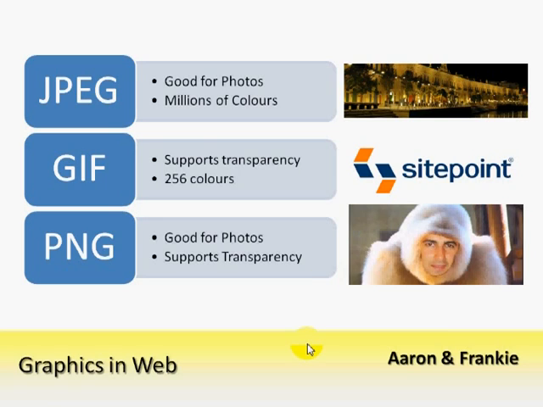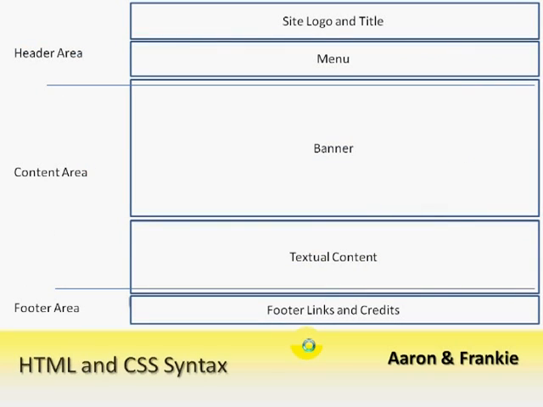Okay, that's all about graphics in web. Now let's examine what technologies we're going to use. HTML and CSS, both are presentation languages. These languages help you organize content over a screen, over a web browser. This is what we call a wireframe, these boxes. Wireframes help you plan where to position and what content you actually need. So here we've decided we need to display a site logo and the title of a site. We need to display a menu, a banner, textual content, and some footer links and credits.